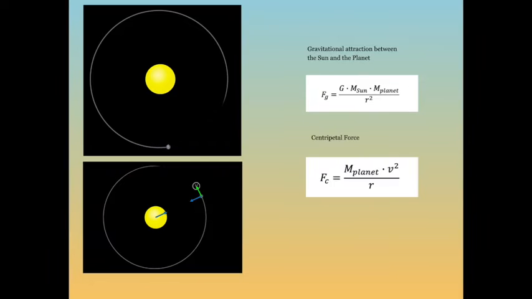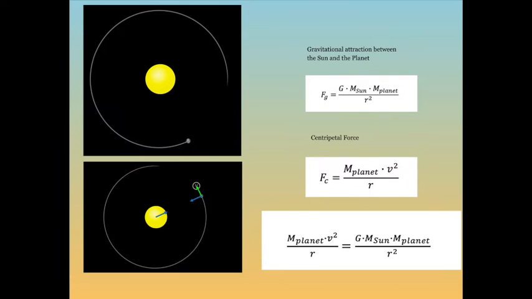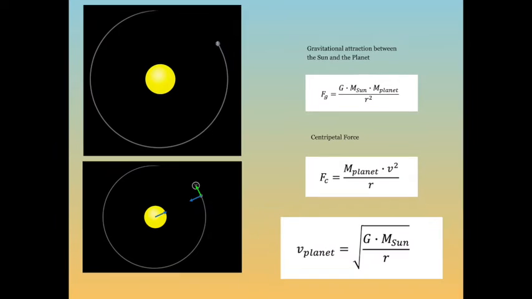We also know that for circular motion there is a centripetal force that is equal to the mass of the revolving object, in this case the planet, times the speed squared divided by the orbital radius. By equating the two expressions, we can get a formula for the velocity of the moving object, in this case the planet, so the velocity of the planet is root capital G times mass of the Sun divided by the orbital radius of the planet.